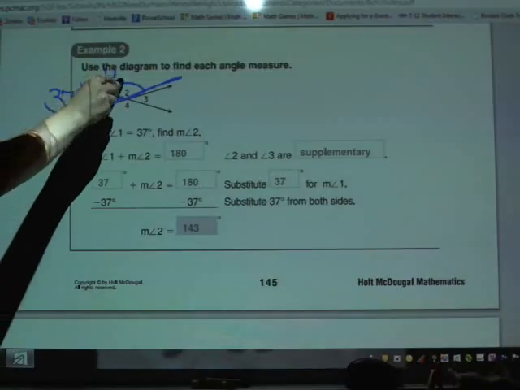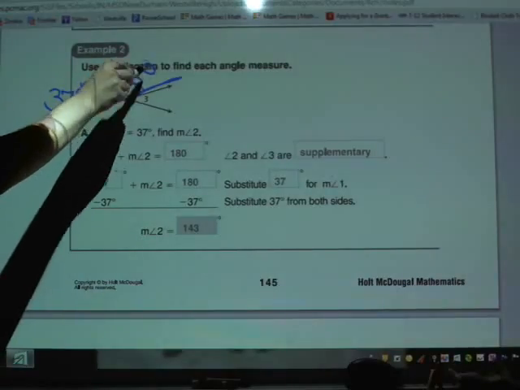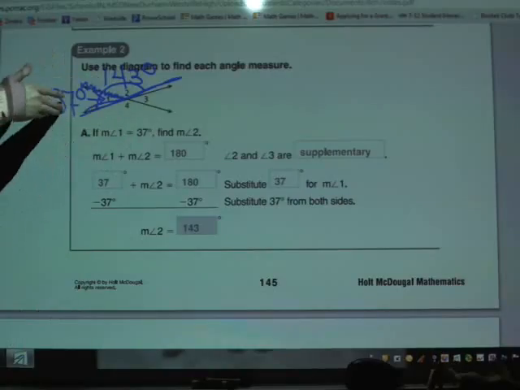And indeed, that would make good sense. We can check it, go back the other way. 143 plus 37, does it make 180? Yes, absolutely. 143 plus 37 makes 180, so our work makes good sense. Our answers are going to check there. Angle 2 has to be 143 degrees.